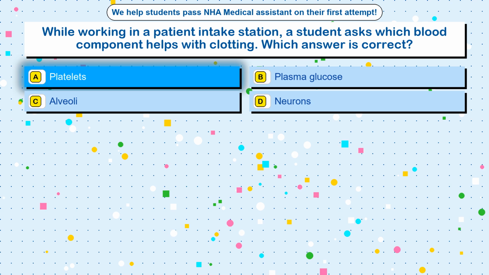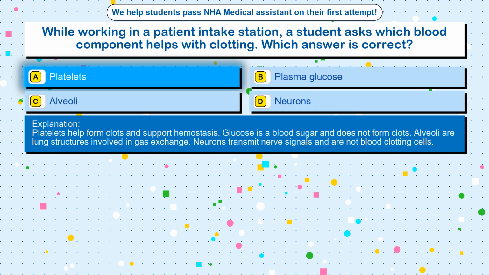Platelets. Platelets help form clots and support hemostasis. Glucose is a blood sugar and does not form clots. Alveoli are lung structures involved in gas exchange. Neurons transmit nerve signals and are not blood clotting cells.